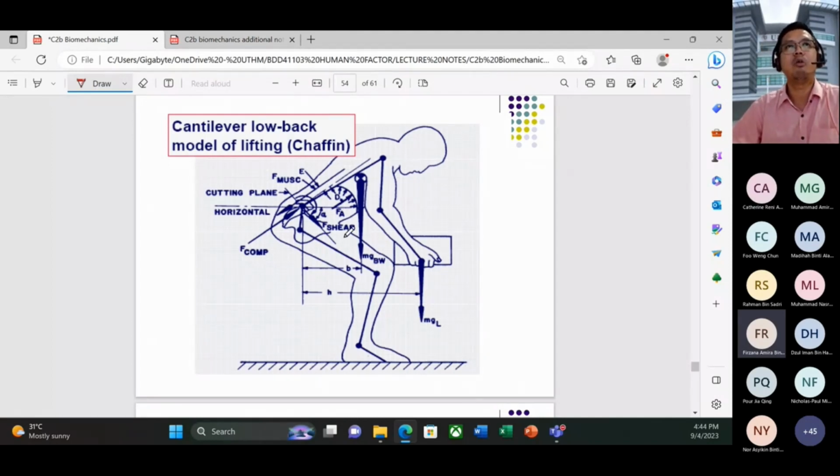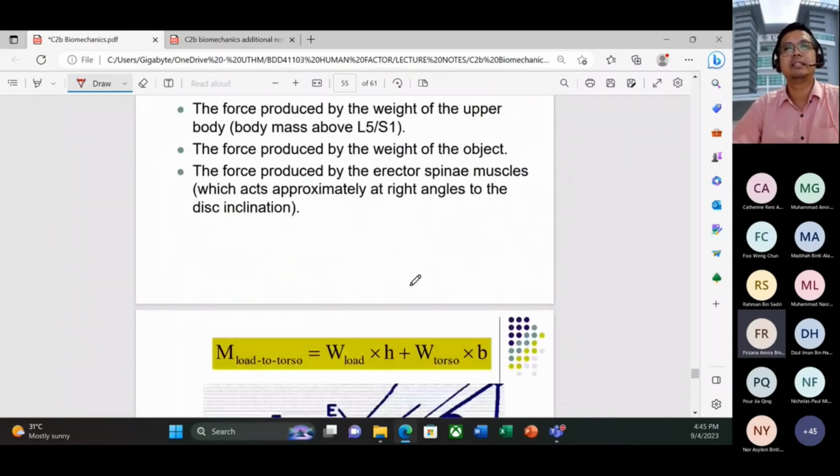This is the cantilever lower back model of lifting by Chaffin. As you can see here, this is the muscle force. We also have a muscle compression force, and a shear force. We also have DB, where B stands for the distance from the torso, from the arm movement. Meanwhile, the hash is the distance between the torso and our load. And this is our mg load here. So how do we calculate these things? Okay, I will give an example.